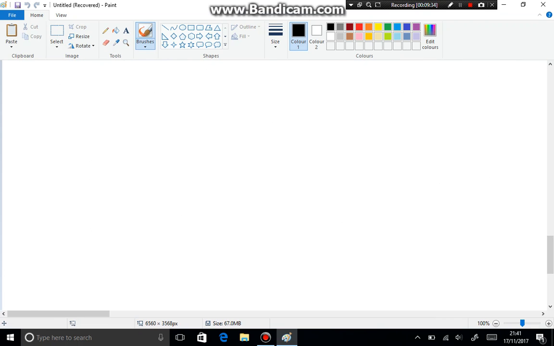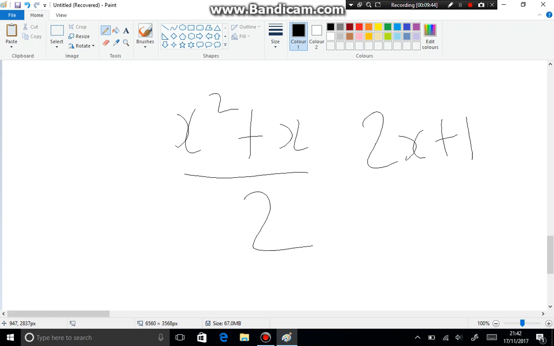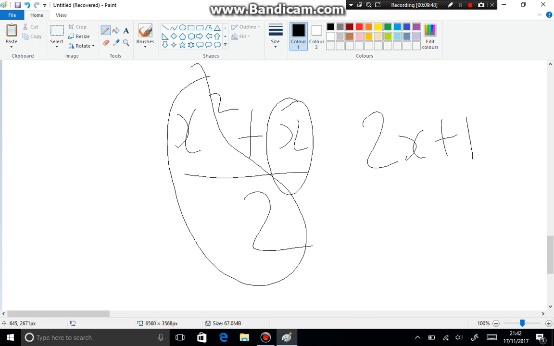Okay, so just a quick note, if you have something like x squared plus x, all over 2, you can't differentiate to x plus 1 because the 2 applies to the x squared and the x. So something to keep in mind.